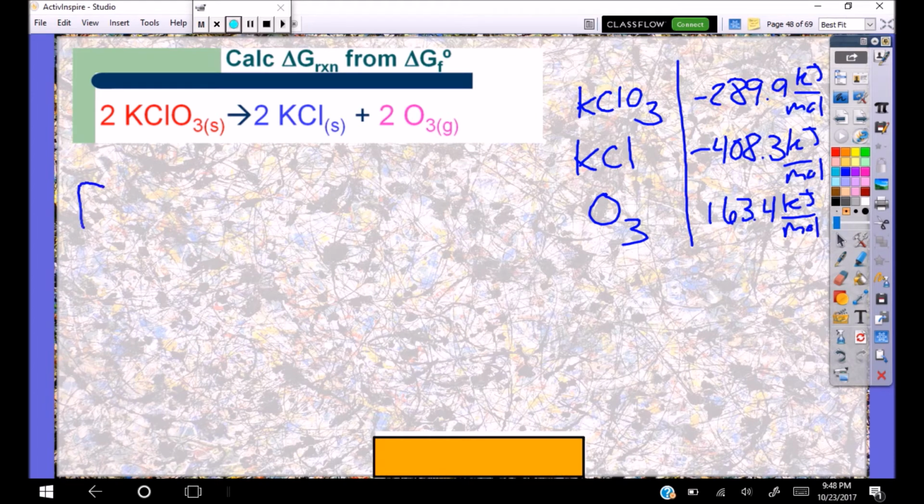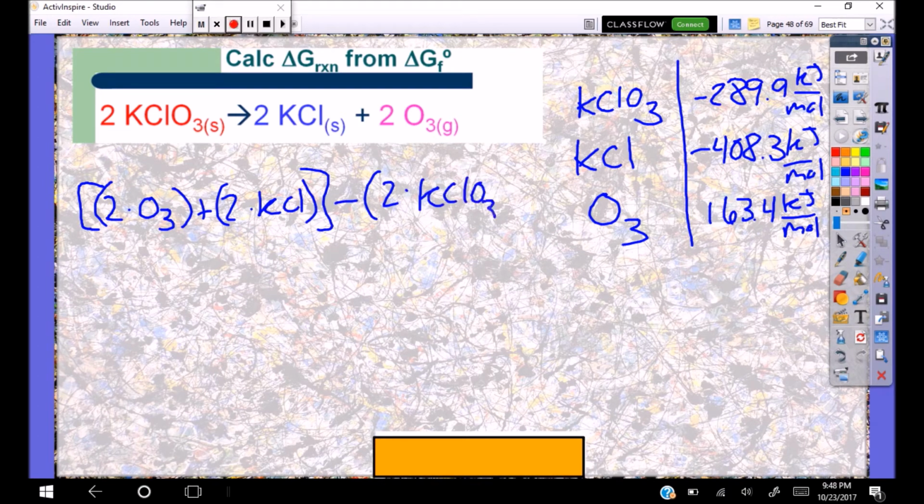So let's get our setup here. We've got our products. So 2 times O3 plus 2 times KCl, close brackets, minus 2 times KClO3. All right, so our brackets there. I trust you can plug in. Go ahead and try the math for yourself on this one. Let's see what we get.